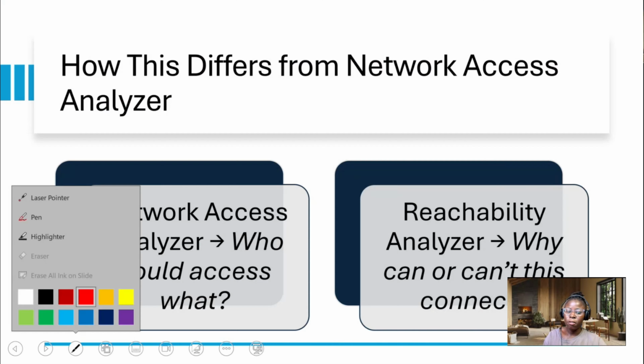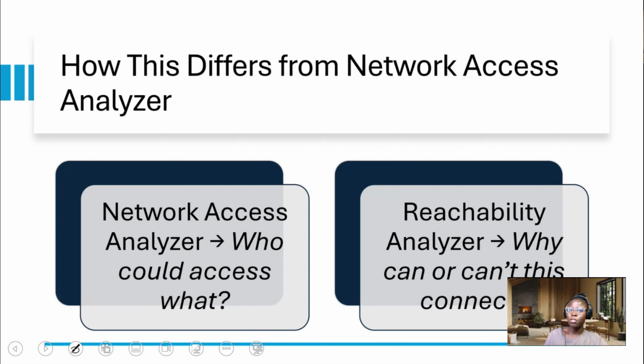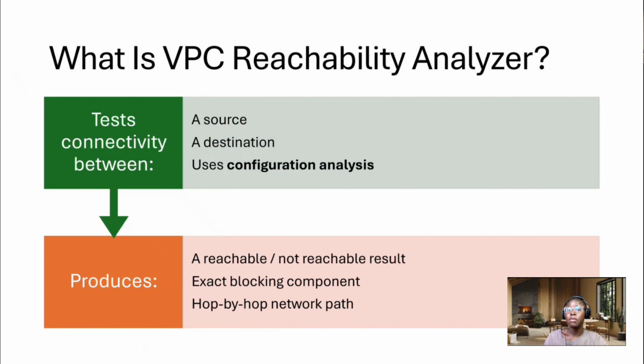So just an overview of how this differs from the previous one. In the previous video, we basically answered what network paths exist, who could access what. Now we are answering why this specific connection is failing or succeeding. This tool is ideal when an application basically says I can't connect. So when you get, I can't connect to the database, I can't connect to what? That is where the VPC Reachability Analyzer comes in.